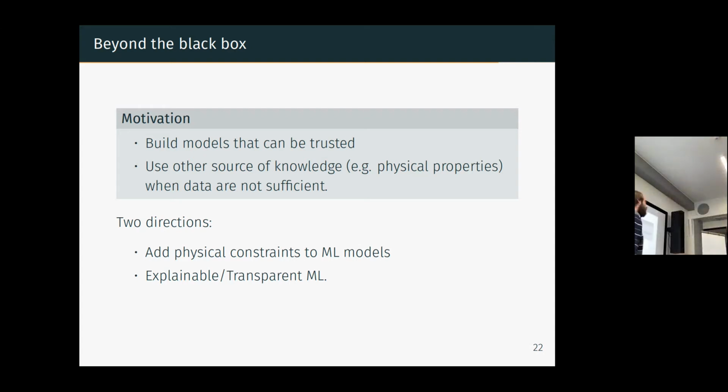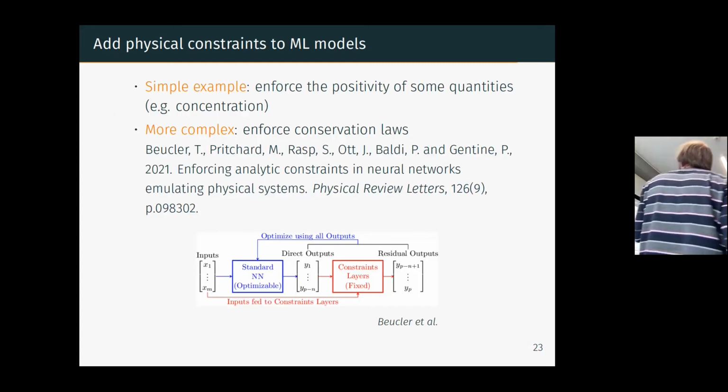The second direction is the opposite. You have a machine learning model and you try to understand what it does. First you want to make it work as you want, and second, you try to understand how it works. These are two examples, so I won't give too much detail, but a very simple example of adding constraints is, for example, if your neural network is supposed to give you the concentration of a chemical product, you will of course enforce that this concentration is positive.